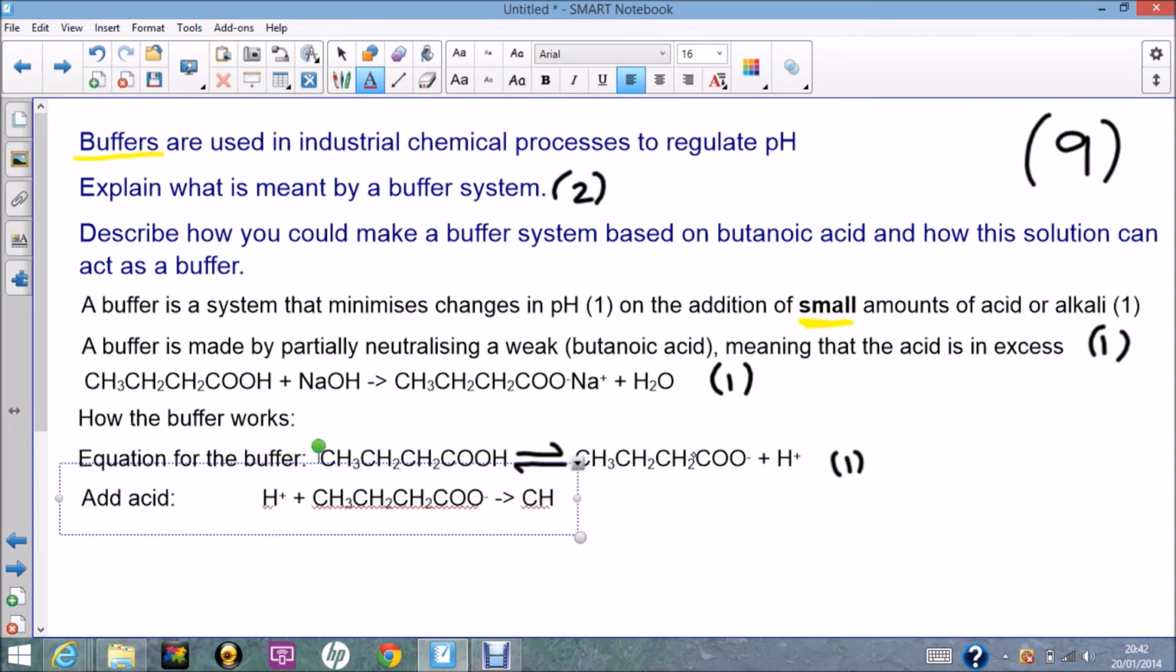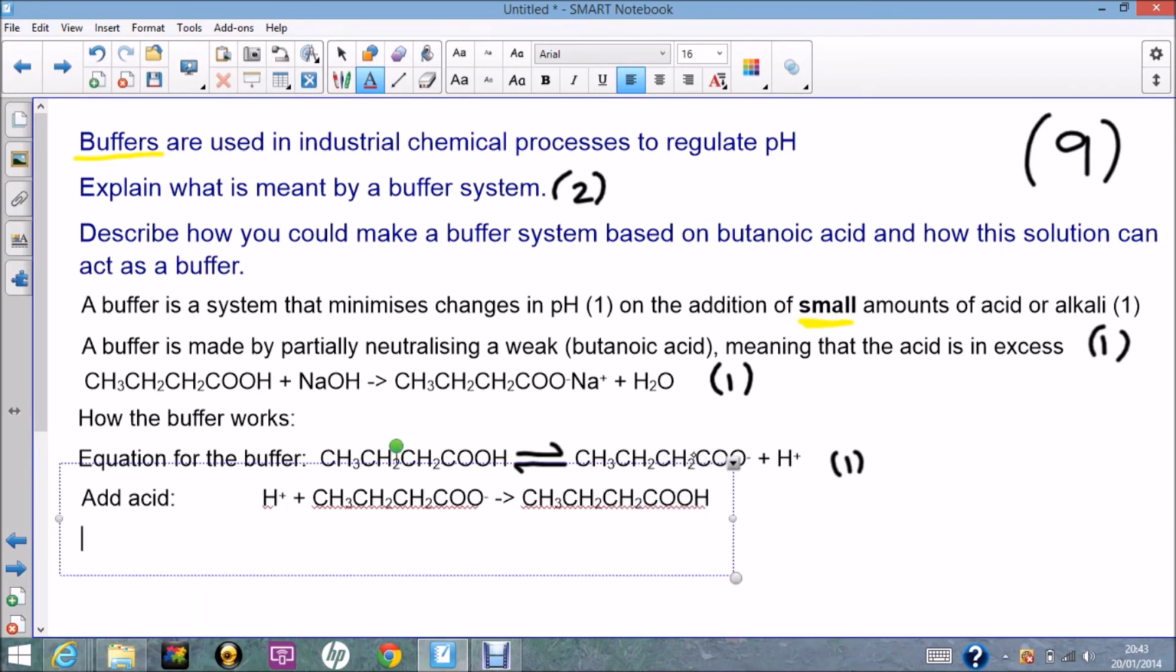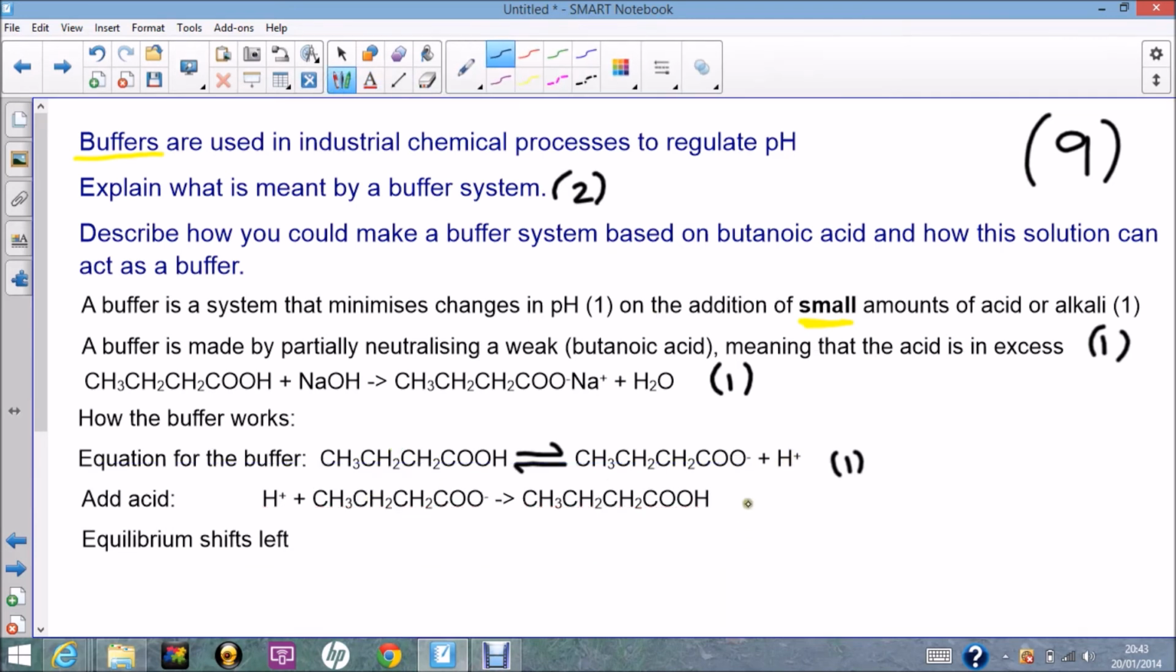And it's going to make butanoic acid. As we just said, that means that equilibrium shifts left. Just go over that again. If you add extra H plus, this equilibrium is going to want to remove those extra H plus, and it's going to do that by shifting left. Marks: we'll get 1 for the equation and 1 for explaining what's happening to the equilibrium.